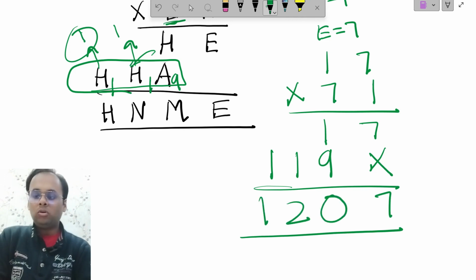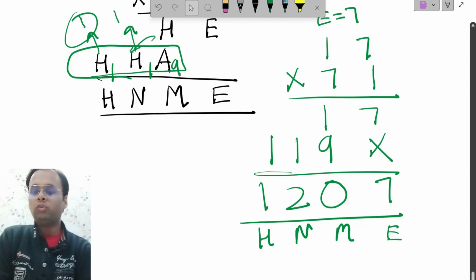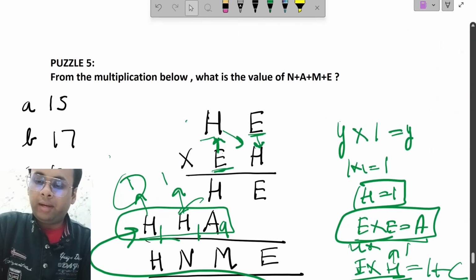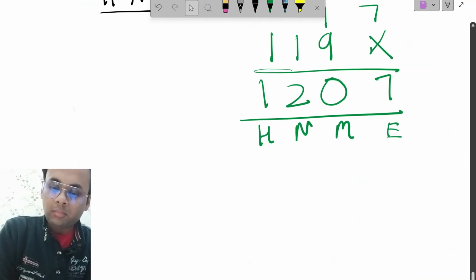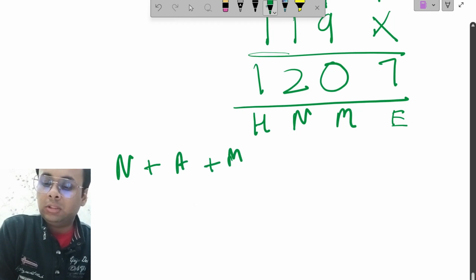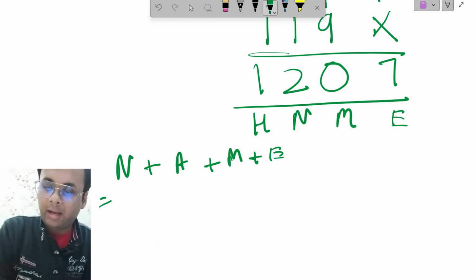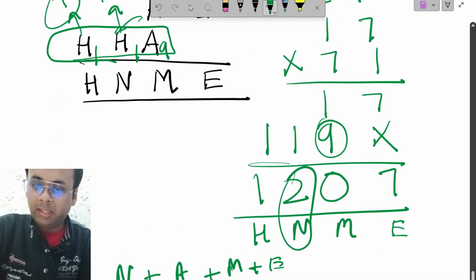Now we have what here? H, N, M, and E. We have the respective values for all this. Now the question says find the value of n plus m plus n plus e. So it gives us n plus a plus m plus e. What are the respective values? For n we have 2. What was the value of a? We have got this one, 9. 9 is the a.